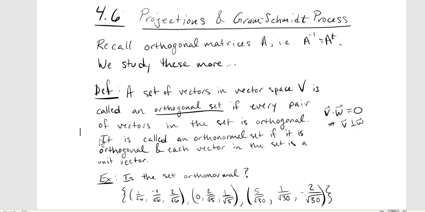We say it's an orthonormal set if it's orthogonal, so this requirement up here, and each vector is a unit vector. So each of those vectors is normalized to have length 1, right? Unit vector just means it has length 1.